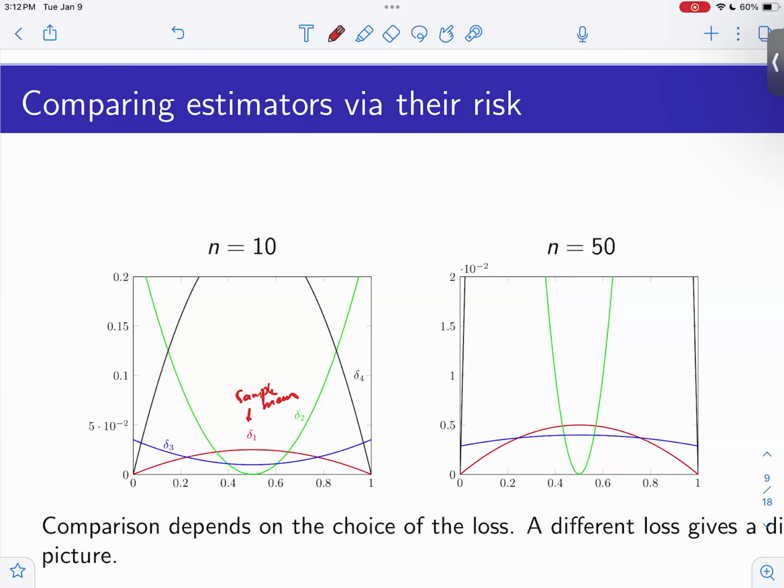Great, so delta 1 uniformly outperforms delta 4, uniformly over all values of theta, so there is no need to keep it. You'd say that this one is dominated, or that it renders it inadmissible. So the term is inadmissible. Delta 4 is inadmissible because there is a competing estimator that is as good at these points and better at at least one point, so this is inadmissible. We can throw out delta 4.